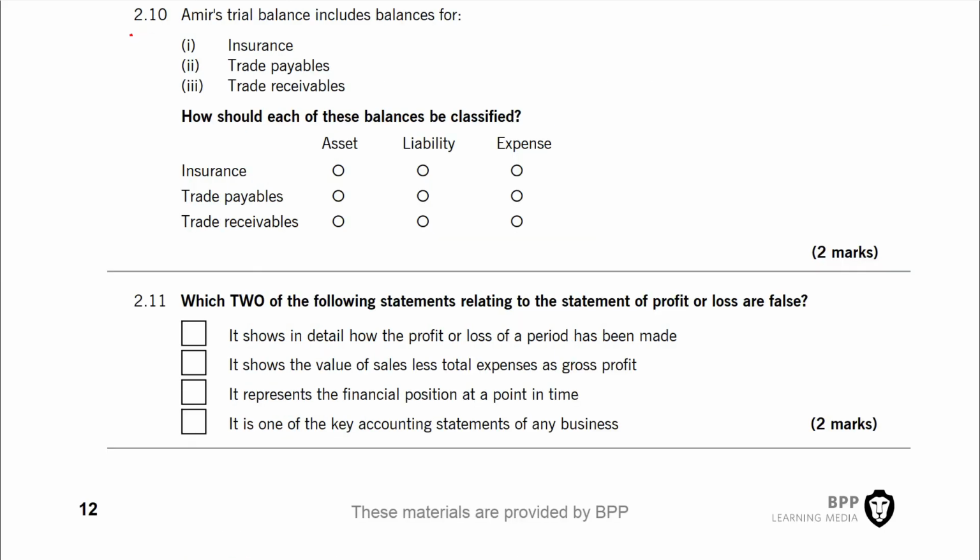Next we have question number 10. How should each of these balances be classified? Insurance. Insurance is an expense for the business. Trade payable. Trade payables are short-term loans, that's why we will categorize it as a current liability for the company. And trade receivables should be categorized as current assets of the business.